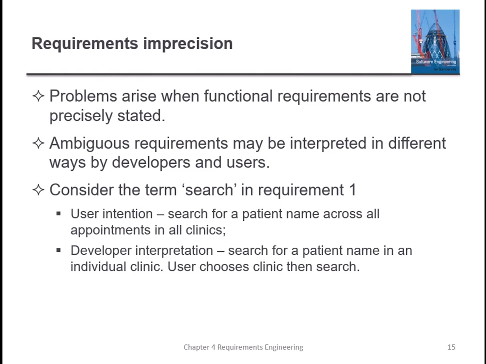Consider the term search in requirement 1. User intention: search for the patient name across all appointments in all clinics. Developer interpretation: search for a patient name in an individual clinic. The user chooses a clinic, then searches. So this means ambiguous terms can sound different to different people.